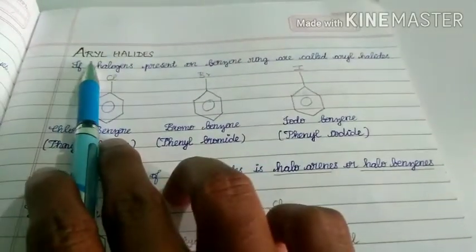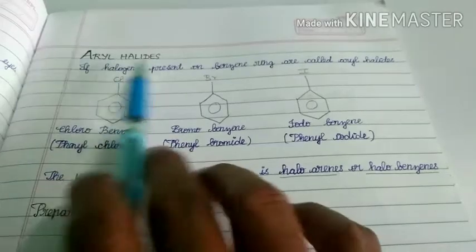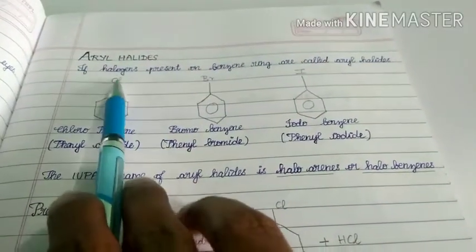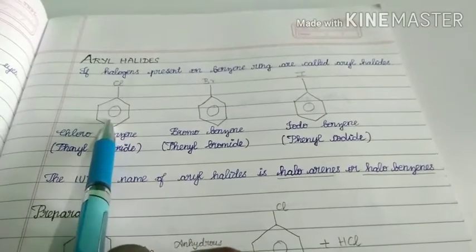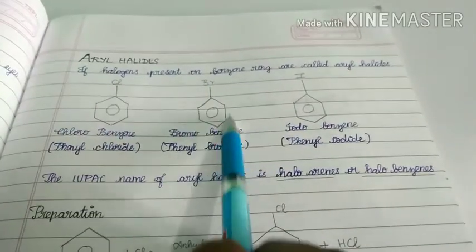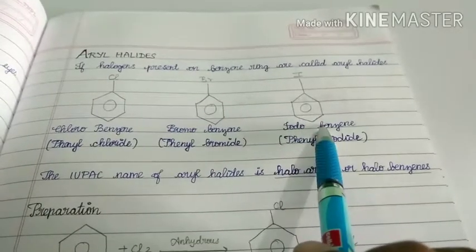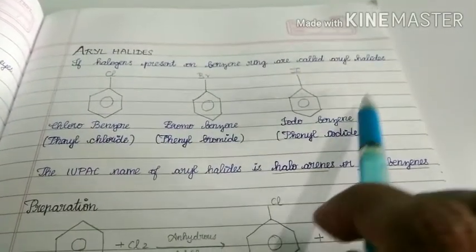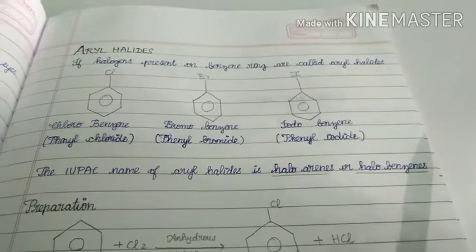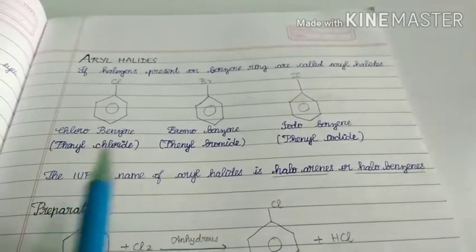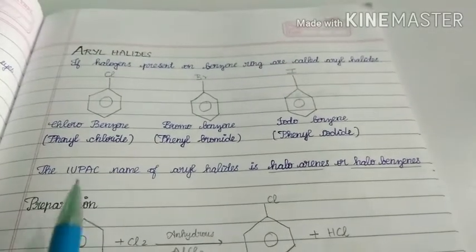Aryl means arenes. Arenes means benzene rings. If halogens are present on benzene rings, that is called aryl halides. For example, if chlorine is present on a benzene ring, that is called chlorobenzene. If bromine is present on benzene, that is called bromobenzene. If iodine is present on a benzene ring, that is called iodobenzene. If fluorine is present on a benzene ring, that is called fluorobenzene. So like that we can say aryl halides.